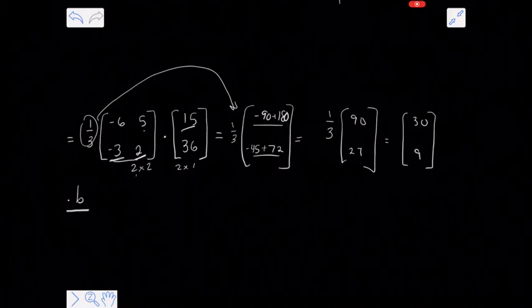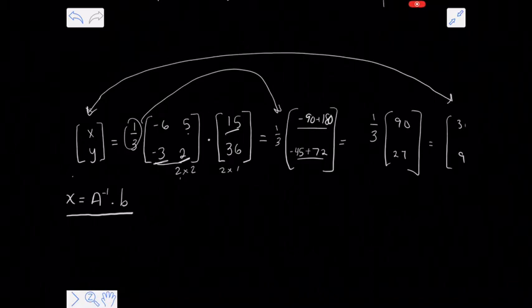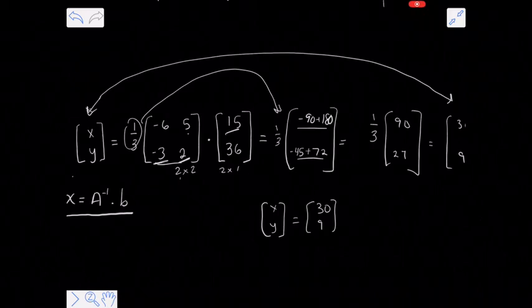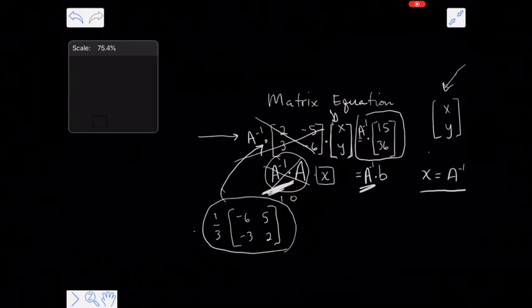So if you follow this process back, this is equal to that. So we can say that x, y is equal to 30 and 9, which means the solution to our original system of linear equations was x equals 30, y equals 9. So let's go back to the original system of equations.